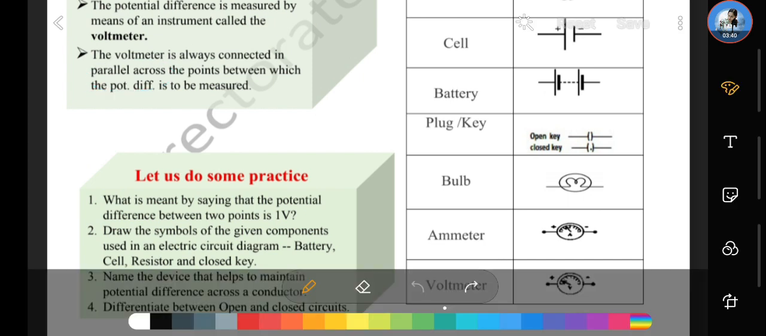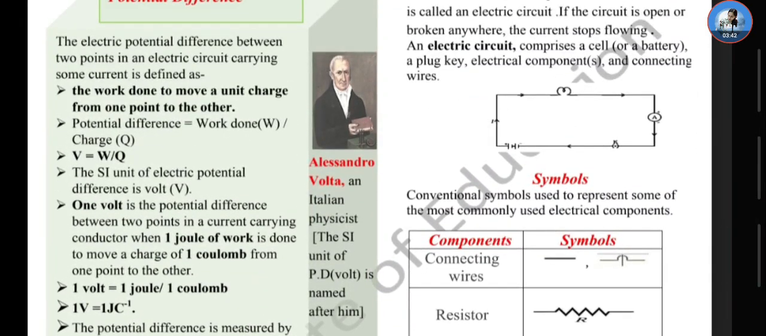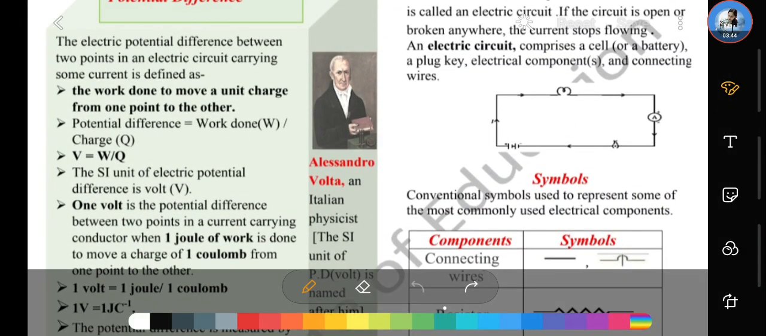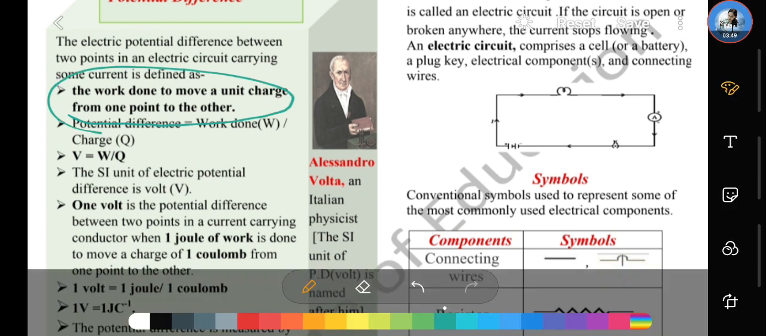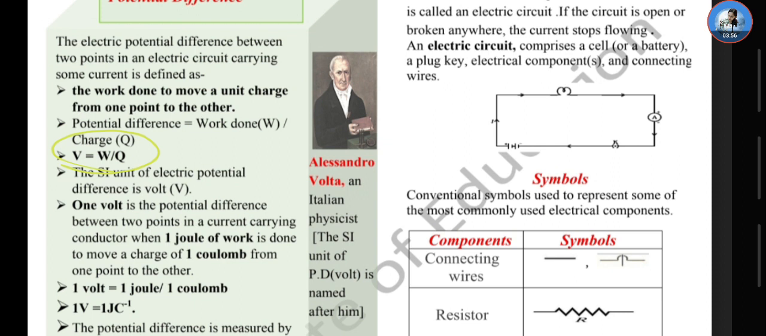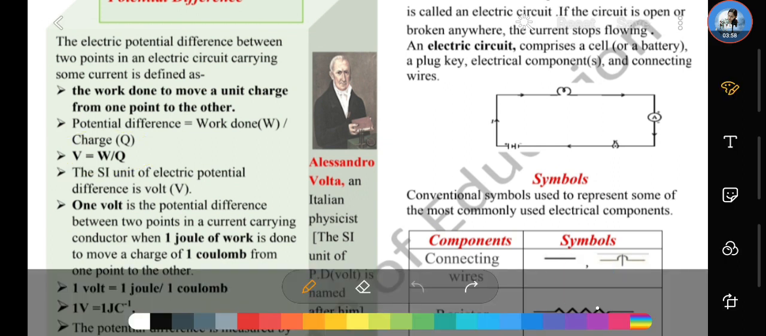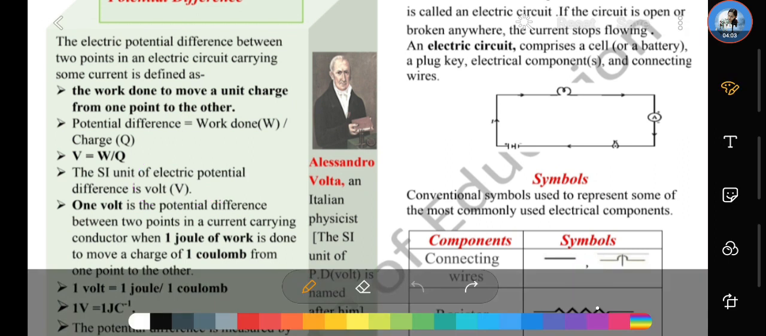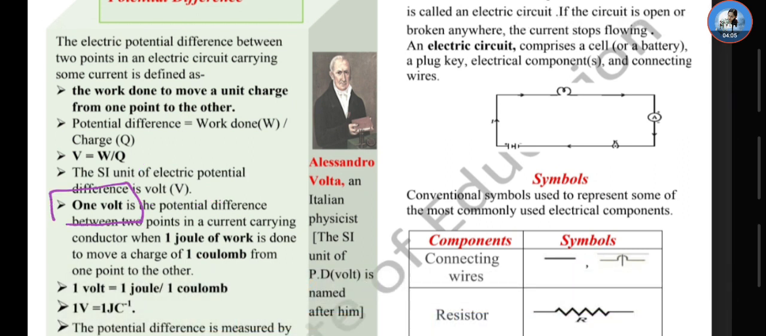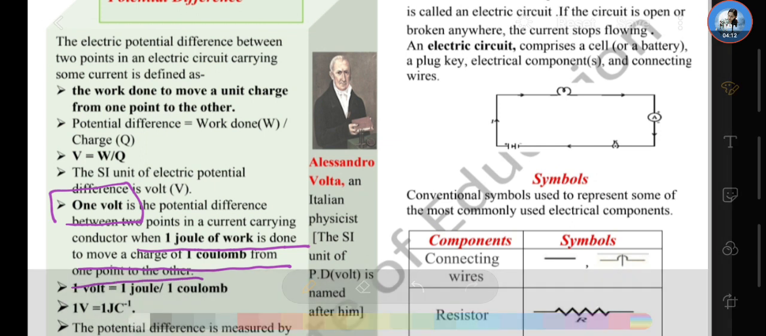So there are things we have studied here. The first one is, what is potential difference? It is the work done to move a unit charge from one point to another. Second one, what is the formula of potential difference? V equals W upon Q. Third one, what is the SI unit? Volt. Fourth one is to define 1 volt: when 1 joule of work is done to move a charge of 1 coulomb from one point to another.